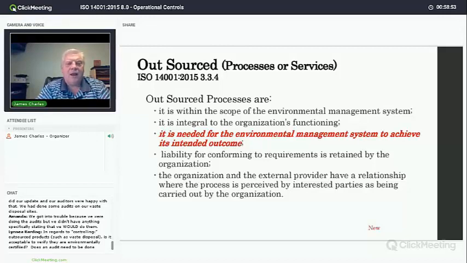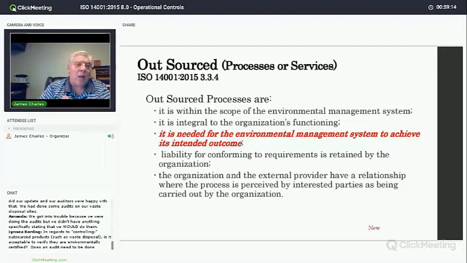Now, that's an interesting statement there. The liability for conforming to the requirements is retained by the organization. And the organization and the external provider have a relationship where the process is perceived by interested parties as being carried out by the organization.